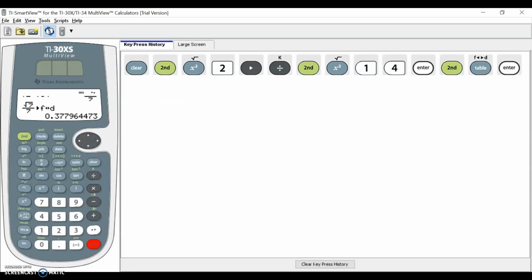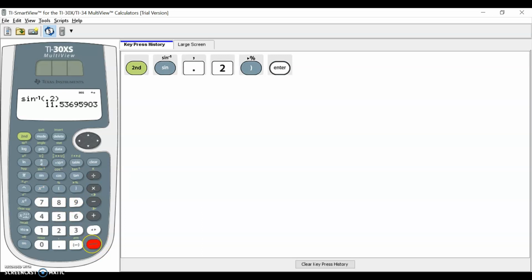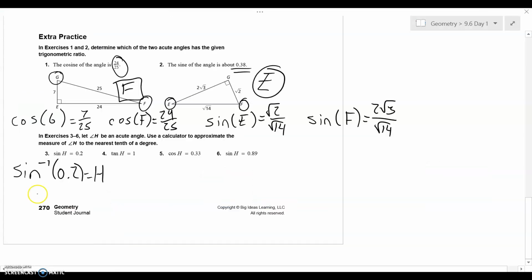So let's skip to the calculator again, and we'll clear out what we've got. I'll clear my key press history. So now I'm going to go second sine. That gets me my sine inverse, and I'm going to type in 0.2, and I'll close the parentheses and hit enter. And that means I have an angle measure of 11.5 degrees. So we'll go over here and we'll say, okay, that answers 11.5 degrees. Then we're going to repeat that process for all these.